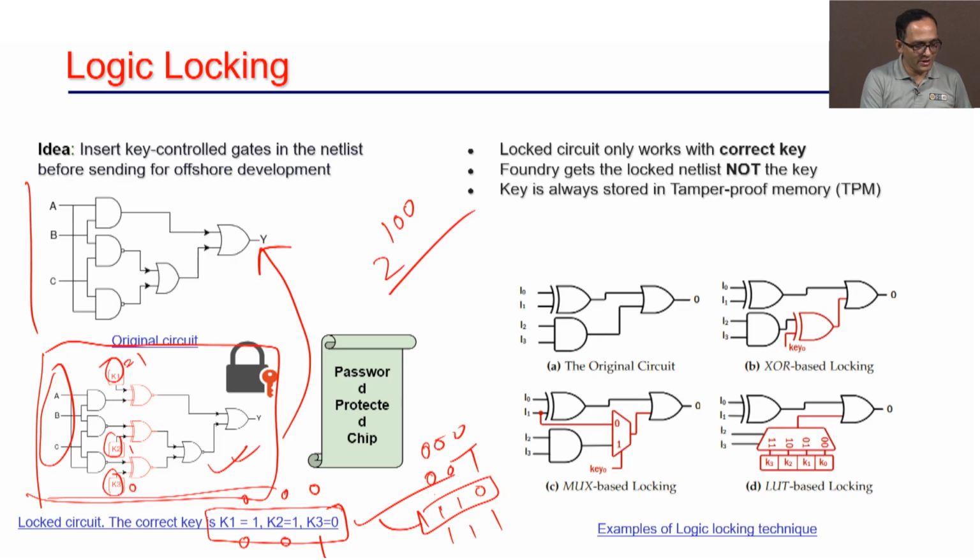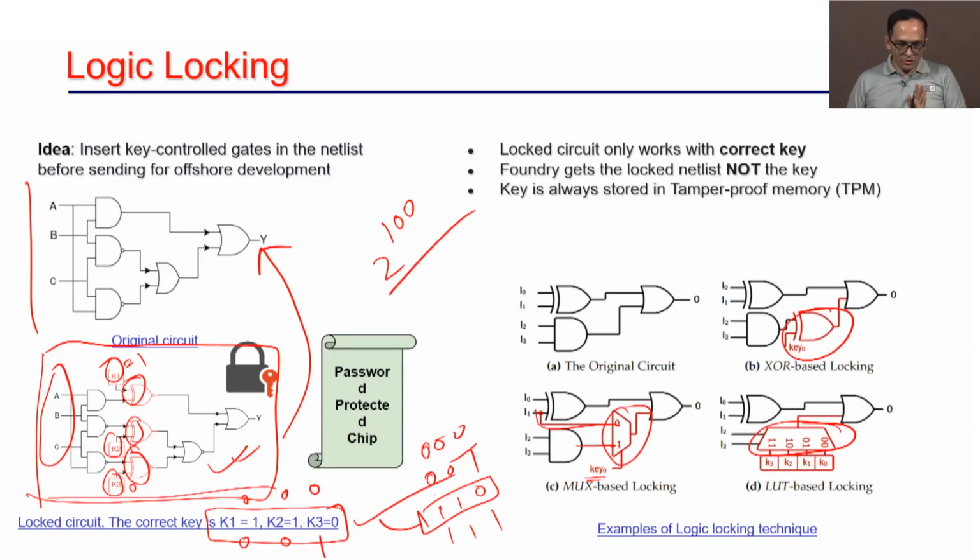People can use XOR gates to lock, or they can use muxes to lock. So, effectively, if you give the correct key, the actual value will go, otherwise some wrong value will go. Or they can use LUTs to lock. So, there are many ways they can lock it, but that is not the purpose of this discussion. Whatever way you lock, the circuit will malfunction if you do not give the correct key.